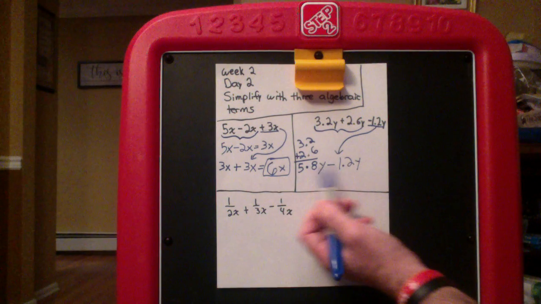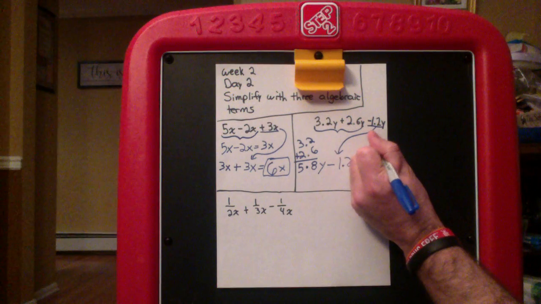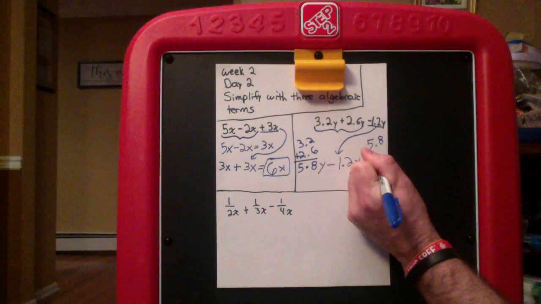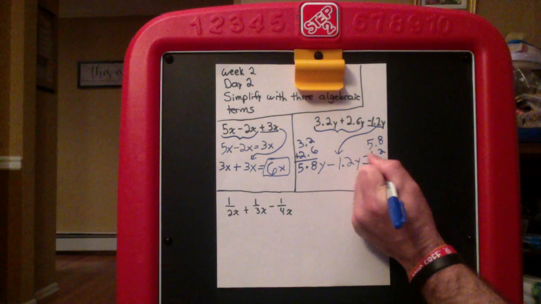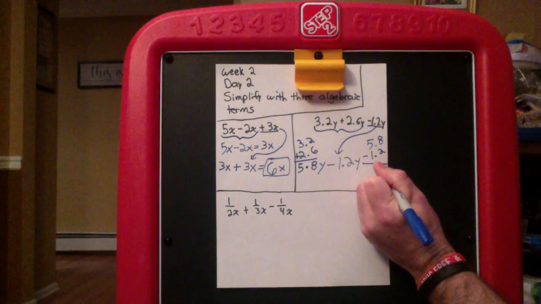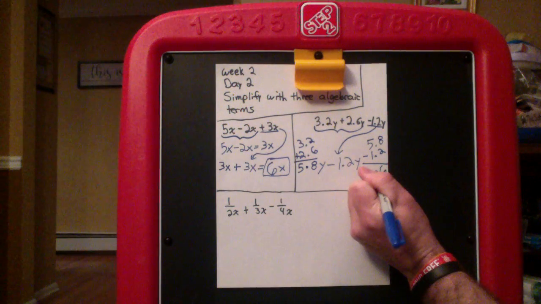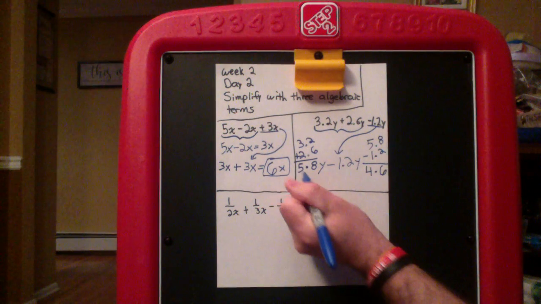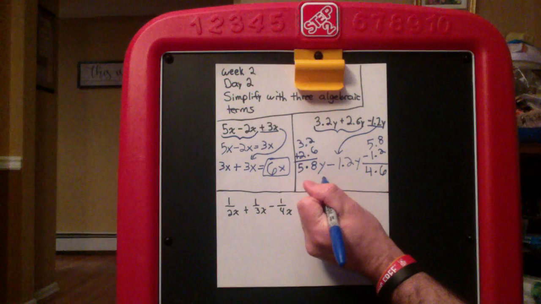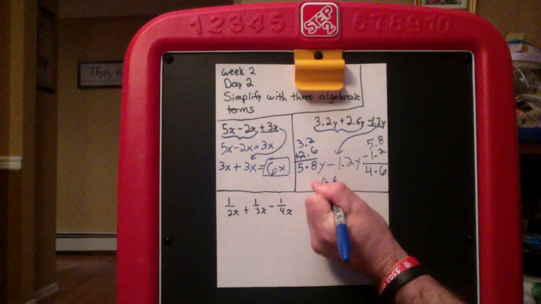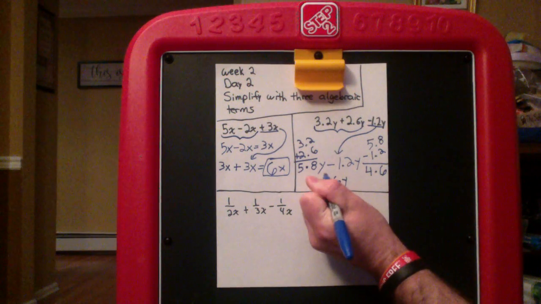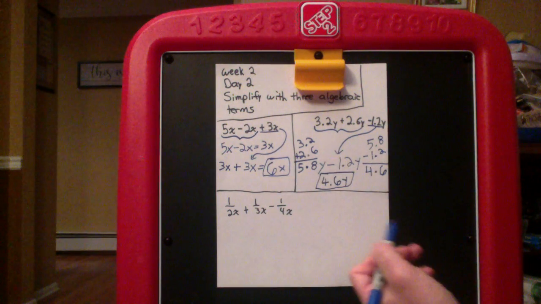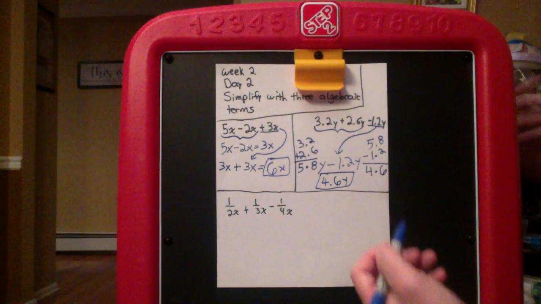Now you can combine these two terms as well. I'm going to write it vertically again. 5.8 minus 1.2. 8 minus 2 is 6. Bring your decimal point down. 5 minus 1 is 4. So when you combine these two, your answer is 4.6y, and that is your final answer. So you want to break these problems up into two separate parts. It's the easiest way to do it.